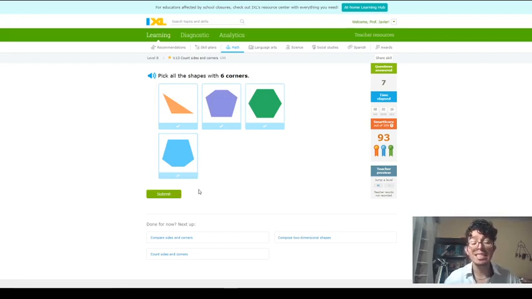Pick all the shapes with 6 corners. Elige todas las que tengan 6 esquinas. Let's count. 1, 2, 3. No, only 3 corners. 1, 2, 3, 4, 5, 6. This one has 6 corners. 1, 2, 3, 4, 5, 6. This one has 6 corners. 1, 2, 3, 4, 5, 6. Also has 6 corners. Okay, now it's your turn.